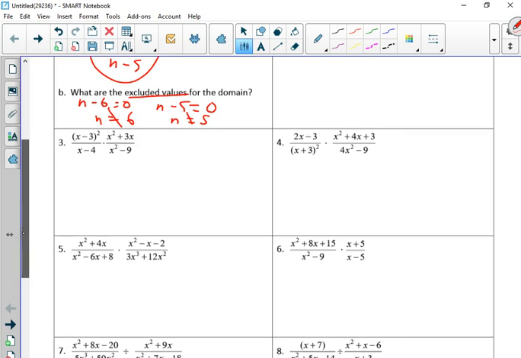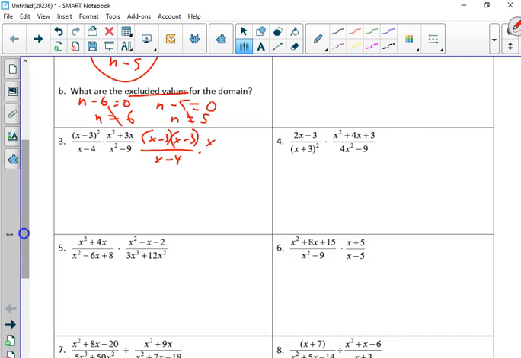Number 3. Well, remember, factor wherever you can. And also break up your parentheses. So this is x minus 3 times x minus 3 over x minus 4 times x, I'm just pulling out a GCF, x plus 3. And here I have x plus 3, x minus 3. That's x squared minus 9 factor.